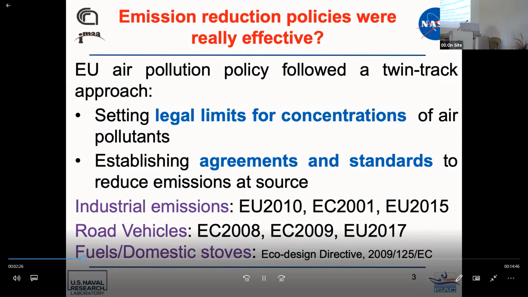So the European Union air pollution policy followed what is so-called a twin-track approach. So setting legal limits for concentration of air pollutants and establishing agreements and standards to reduce emission at source. Some of the examples are industrial emissions, road vehicles, and fuel domestic stoves. Those are three branches to tackle the problem of air quality.